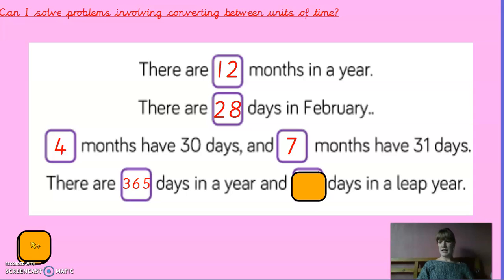So on the last bit, there are 365 days and a quarter in a year, or 365 days in a year, and 366 days in a leap year because we have that extra day in February. So well done if you've got all of those correct.